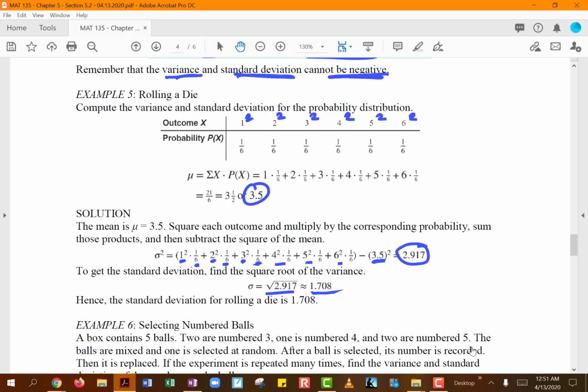In this case, your standard deviation for rolling a die is going to be 1.708. So that's your variance, and this here is your standard deviation.